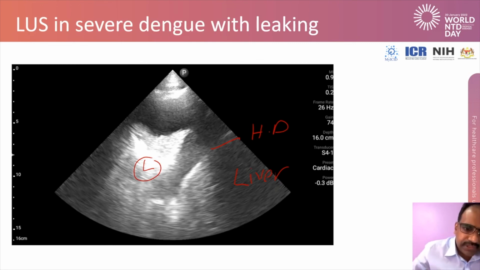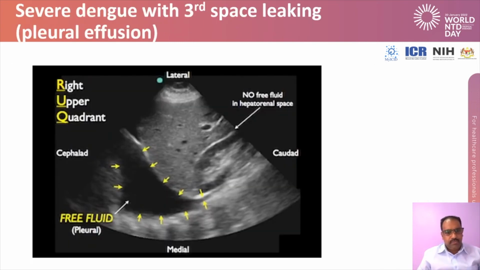So hope you can appreciate. This whole area is a lung atelectasis collapse, and this is all a pleural effusion. So this is the hemidiaphragm. So I put it in a captured picture.